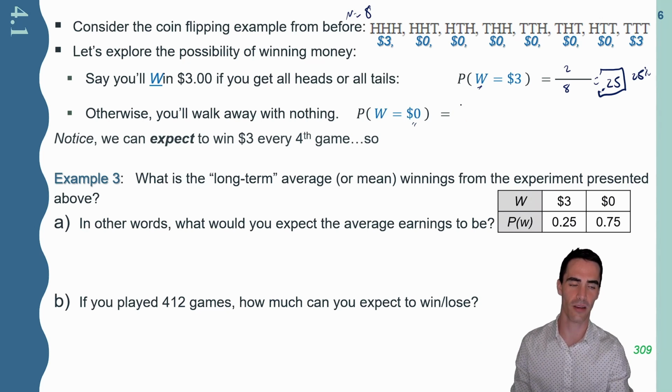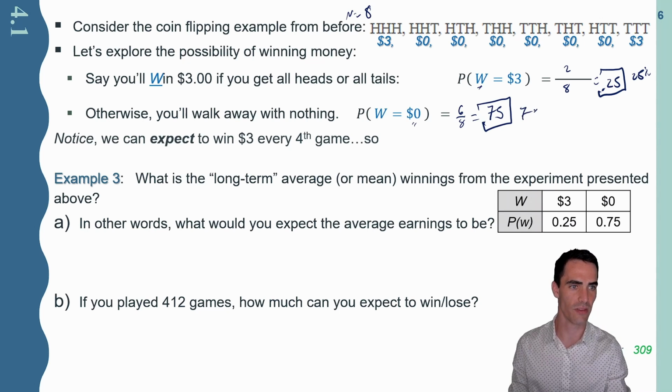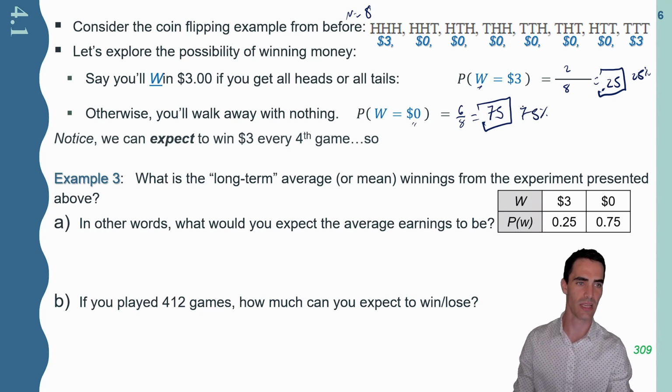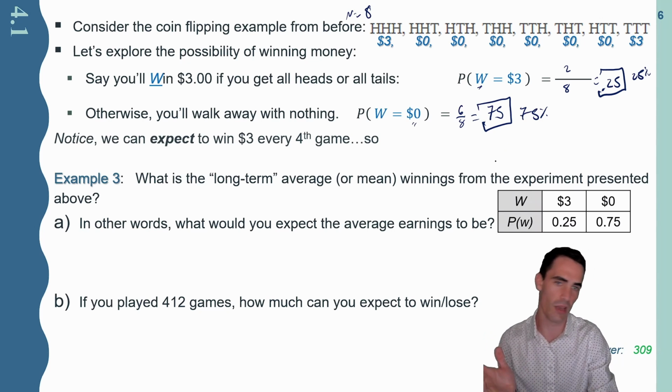What's the likelihood there? Well, there are 6 non-winning outcomes out of the 8, or as a decimal, that's 0.75. Or I can write that as 75%. 75% chance that we won't win anything.